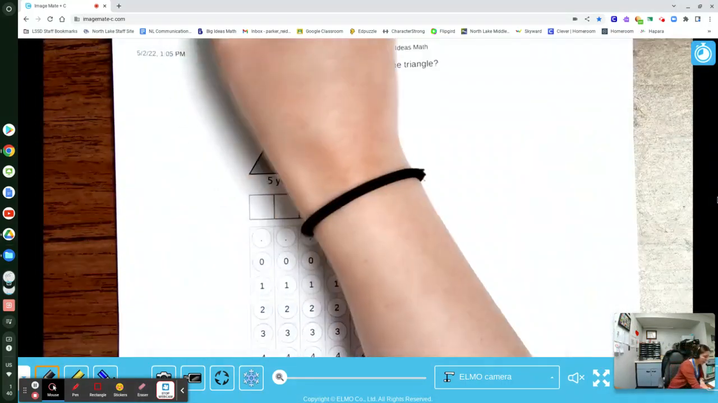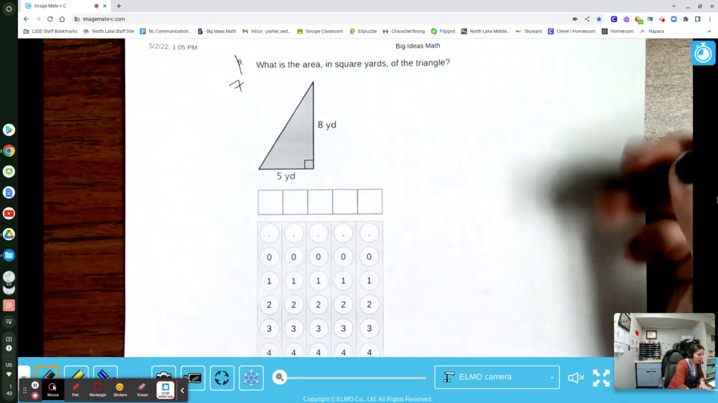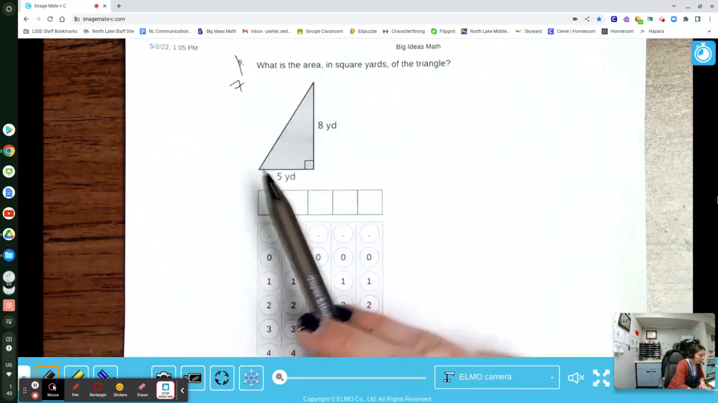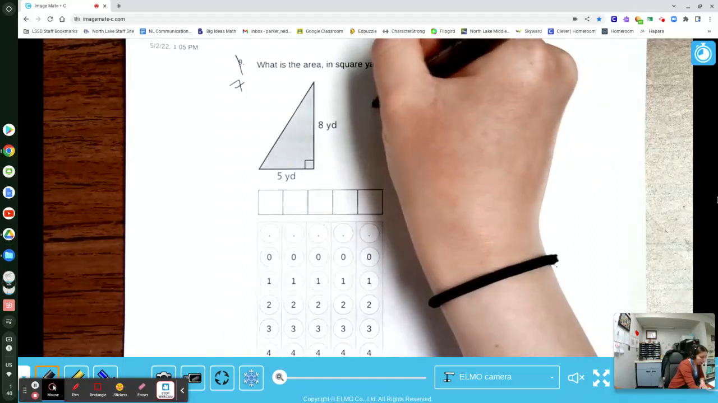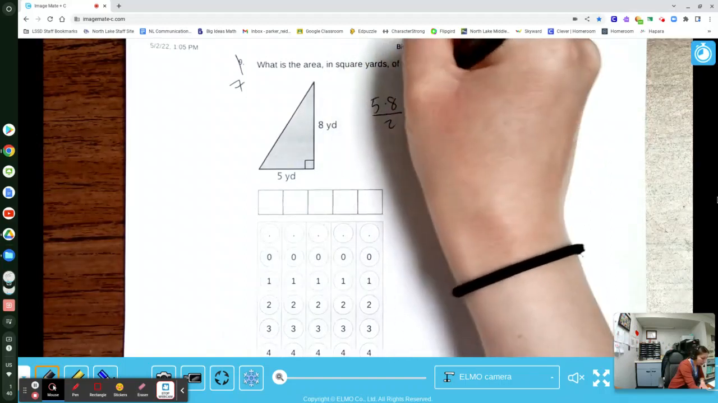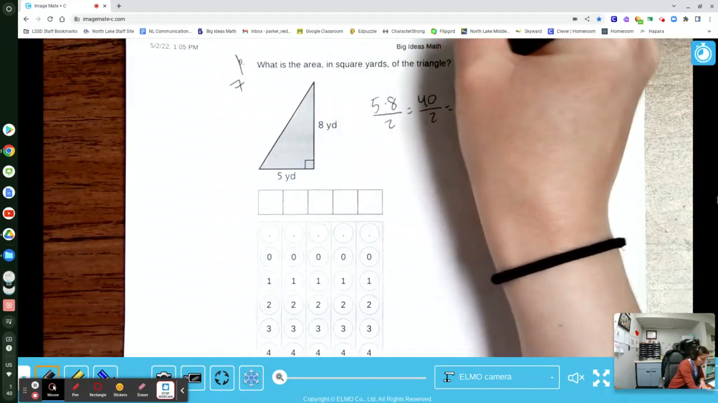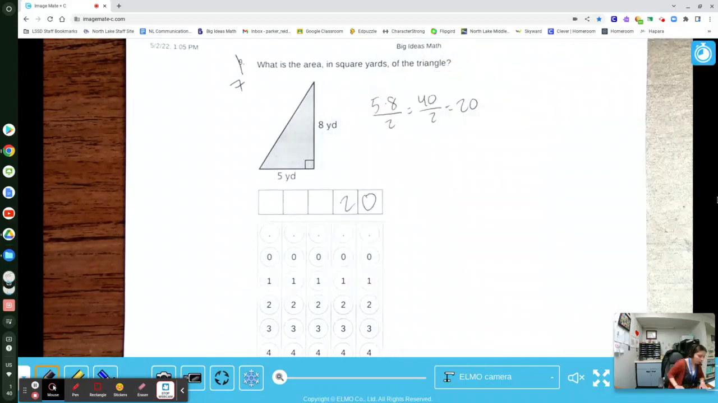Okay, I'm on number 7. What is the area in square yards of the triangle? So remember, the area of a triangle is base times height divided by 2. So 5 times 8 divided by 2. 5 times 8 is 40, divided by 2 is 20. The area should be 20.